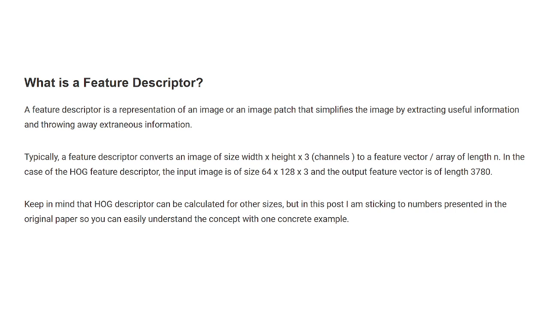So this is what a feature descriptor is, and it converts an image of size width by height by three channels to a feature vector array of length n. In the case of the HOG feature descriptor, the input image of size 64 by 128 by 3 gives an output feature vector of length 3780. We have to keep in mind that the HOG descriptor can be calculated for other sizes, but in this post I am sticking to the numbers presented in the original paper, so we can easily understand the concept with one example.